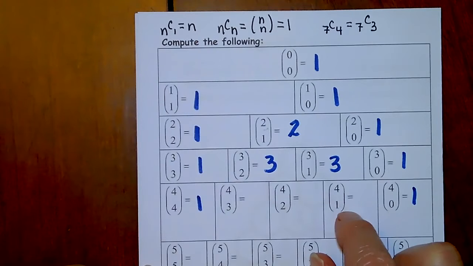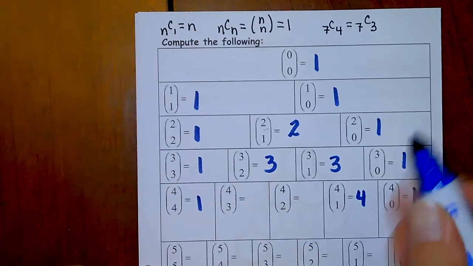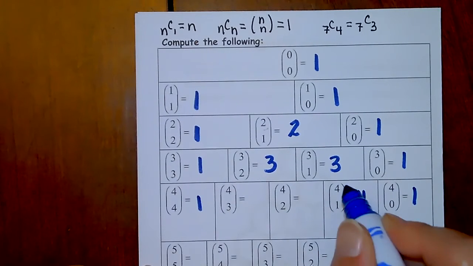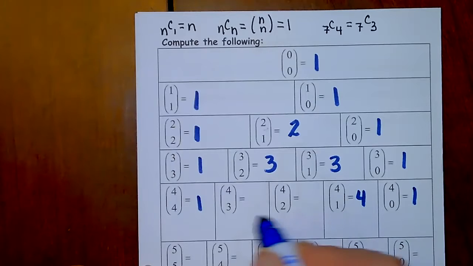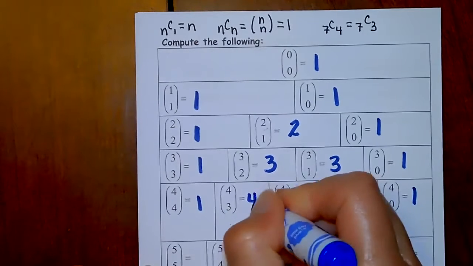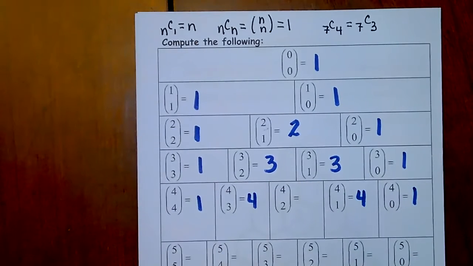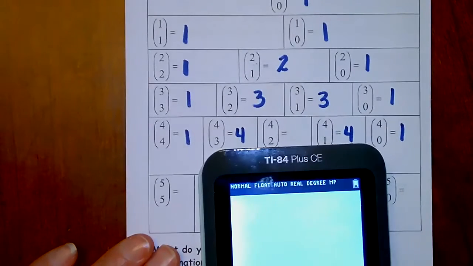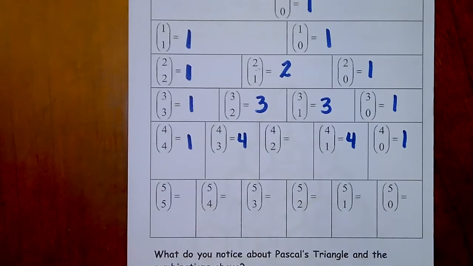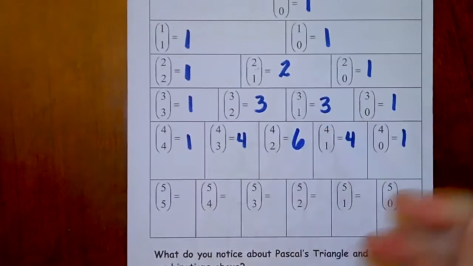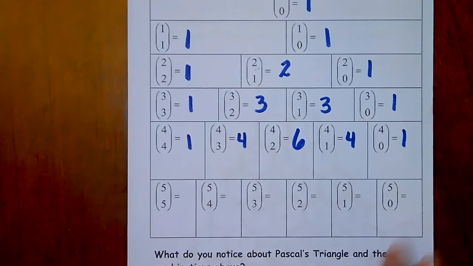4 choose 1 is 4, and what goes with 4 choose 1? What's the same as 4 choose 1? 4 choose 3. And then if I'm doing 4 choose 2, let me get that in the calculator. 4 choose 2 is 6. So this is a 6. So now let's do this row here.